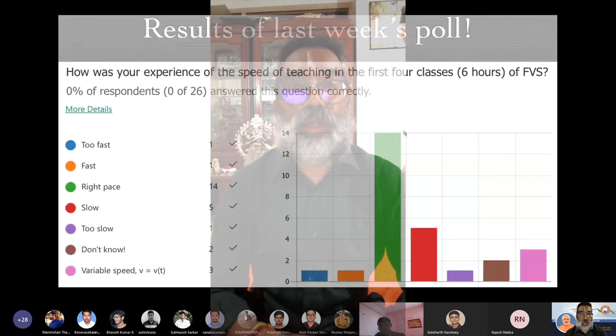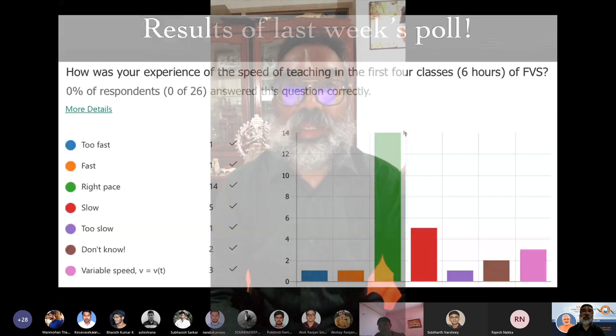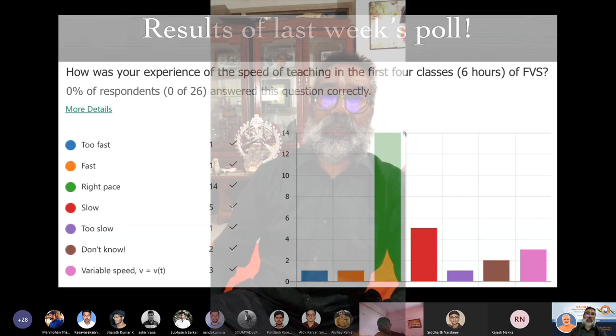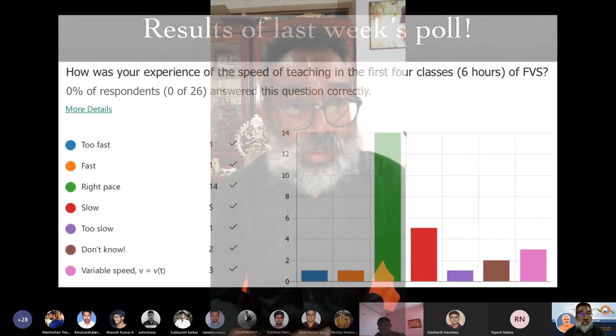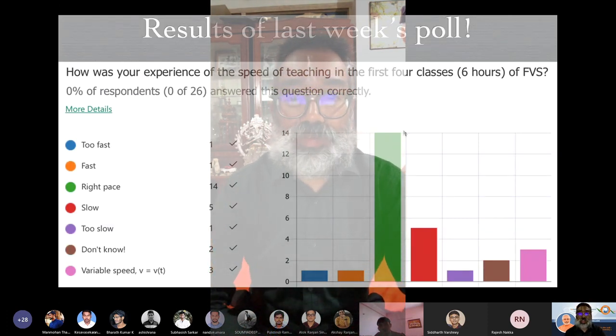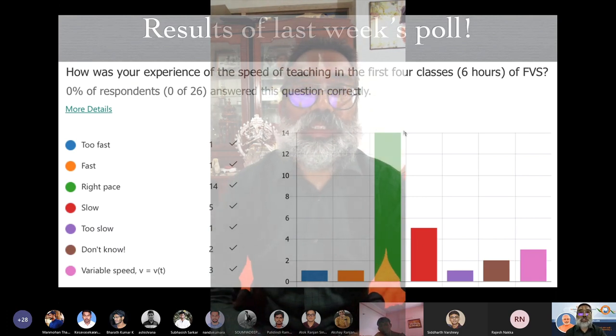Okay, before we get on to understanding the components of the semi-monocoque construction, this is the, at least till early this morning, the results of last week's poll that we had in terms of how your experience was in terms of the speed of teaching in the first four classes, that is the last 2 weeks of flight vehicle structures. And 26 of you responded to it at that point of time.